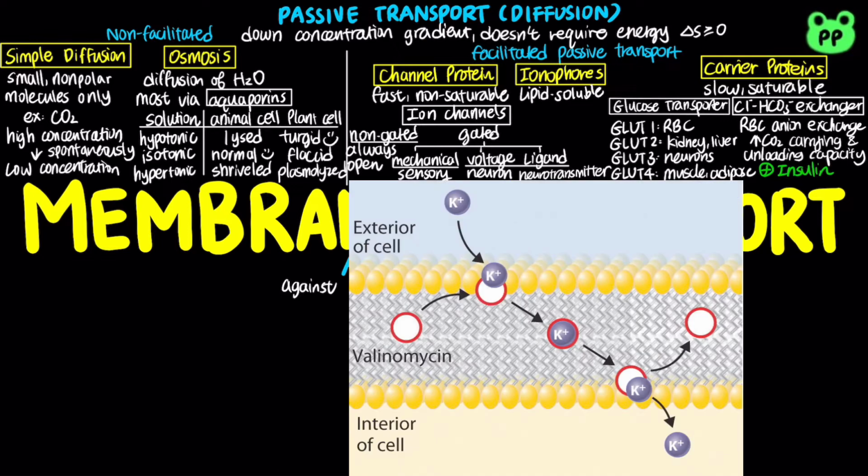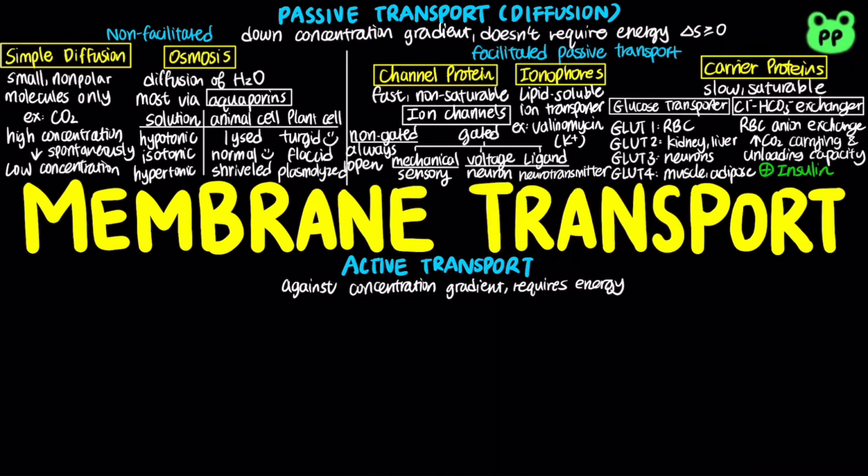Facilitated passive transport may also involve ionophores, which are lipid-soluble molecules that transport ions across the cell membrane. An example would be valinomycin, which transports potassium ions down their concentration gradient. Valinomycin acts as an uncoupler in the inner mitochondrial membrane, releasing the proton gradient that drives ATP synthesis. Active transport uses energy to move molecules against their gradient.